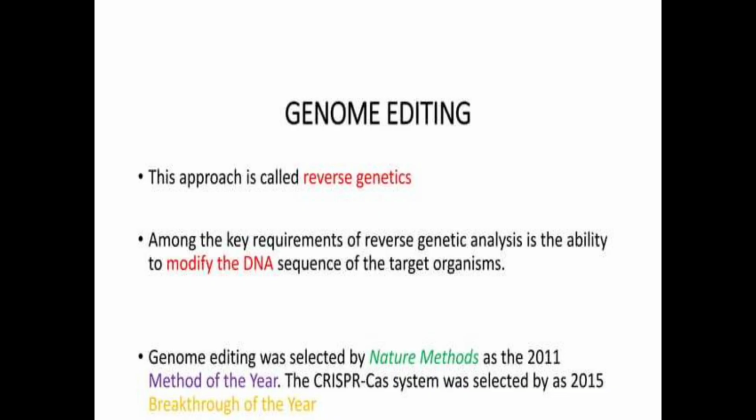The approach of genome editing is called reverse genetics. That is, the mistake found in the gene is reversed to normal, so it is referred to as reverse genetics. Among the key requirements of reverse genetic analysis is the ability to modify the DNA sequence of the target organism. Genome editing by natural methods was selected in 2011, and the CRISPR Cas system was selected in 2015. It was a breakthrough year.